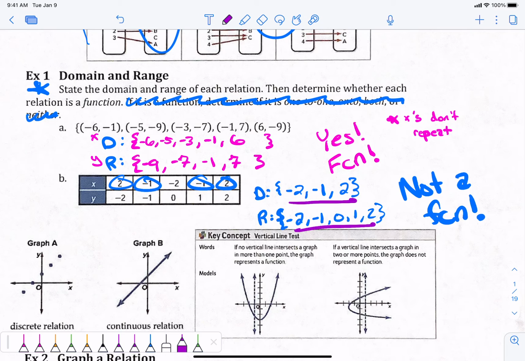Is that true? Yeah, because one of those would have to repeat for one of the range values. Make sense? Okay, so if you have fewer numbers in your domain than you do in your range, automatically no, right? And you can kind of see that, okay?